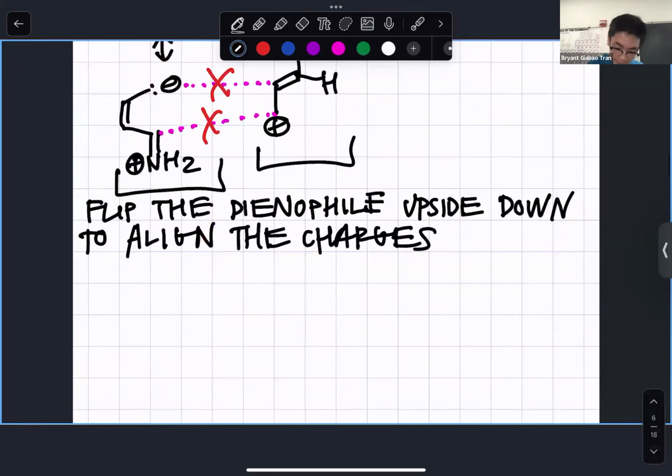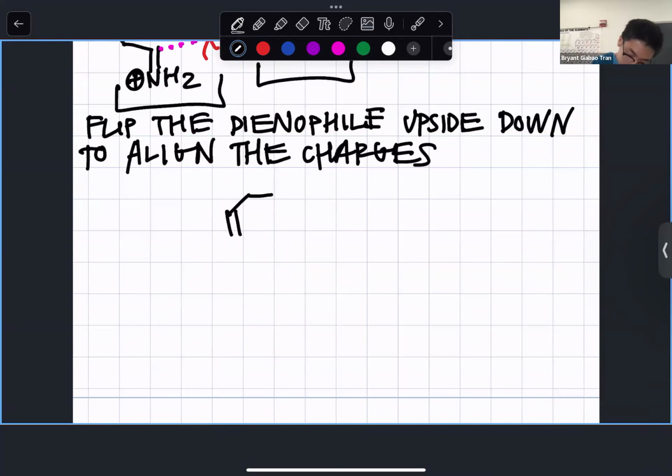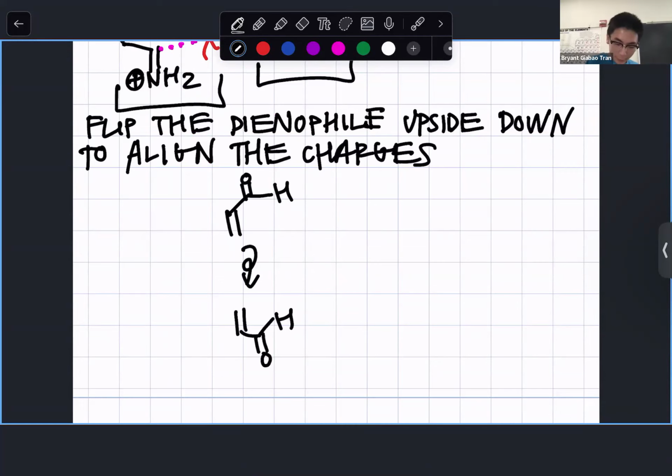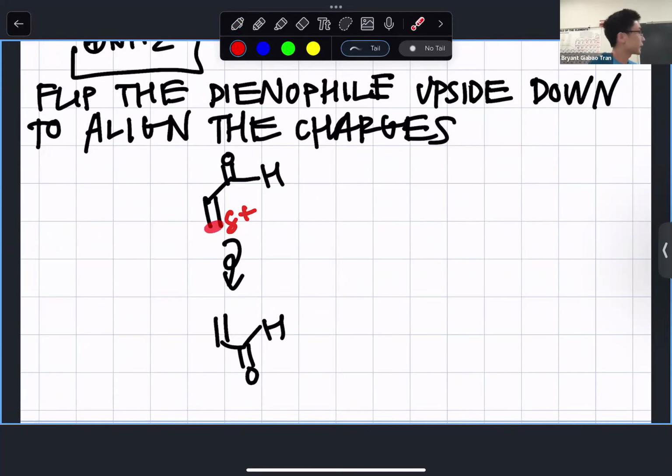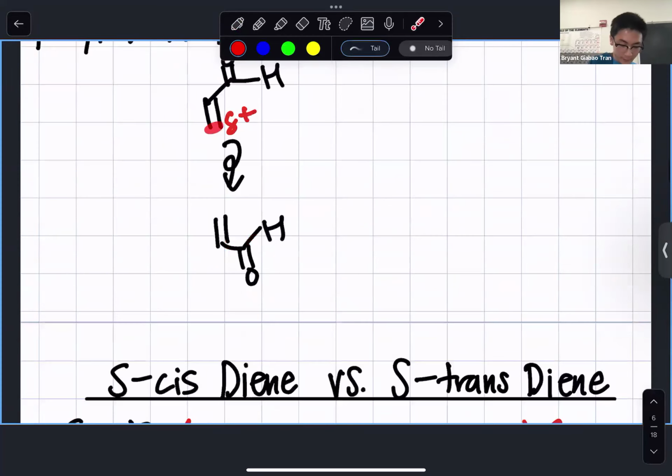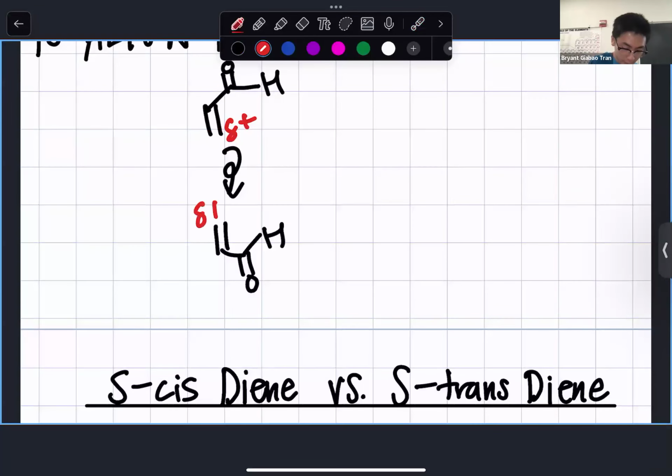So the dienophile they gave us was this, with this aldehyde group. To flip it upside down, I'm going to draw it like this right here. That's the same exact structure, just flipped upside down, right? Where we said that there was a partial positive charge here of the dienophile because of this resonance structure. So when I flip it upside down, there's going to be a partial positive charge up here now, right?